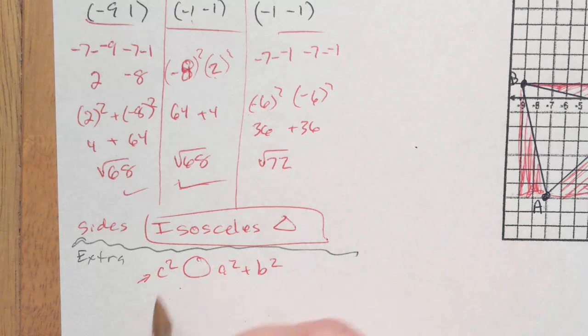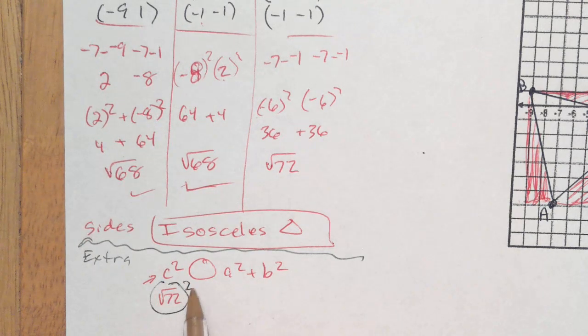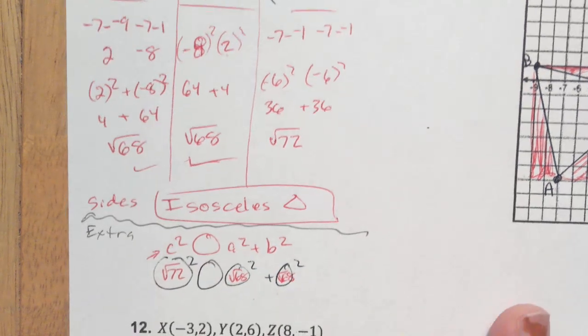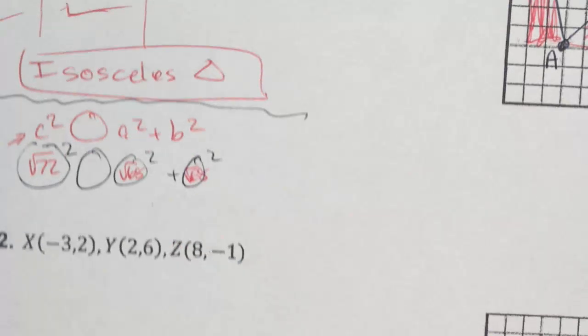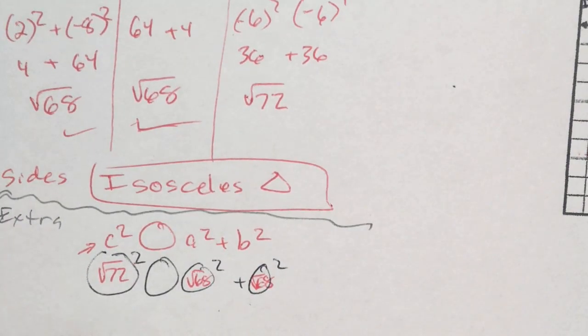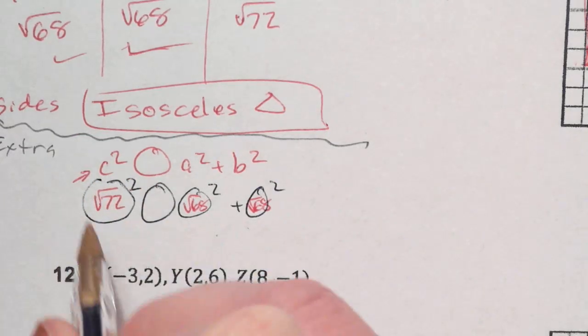And the biggest side was the square root of 72. So the square root of 72 squared, how does that compare to this squared plus this squared? So how does it compare to the square root of 68 and the square root of 68, all that squared? I'll zoom in. Okay, now the reason why we didn't simplify this earlier is because of this part right here. When you square a square root, they cancel each other out.